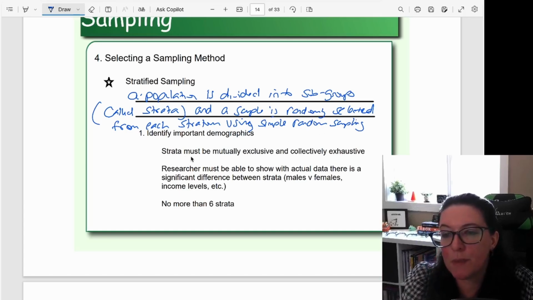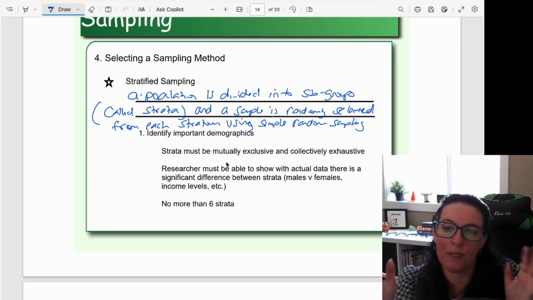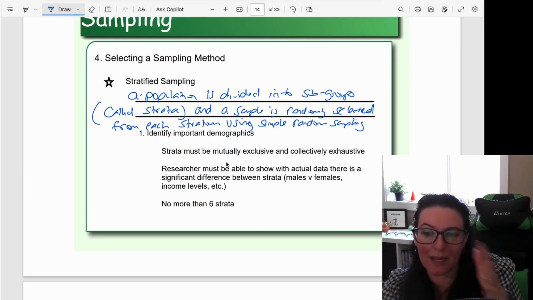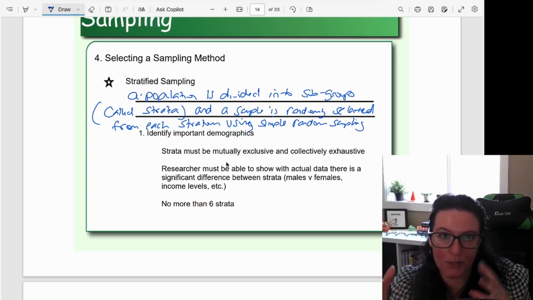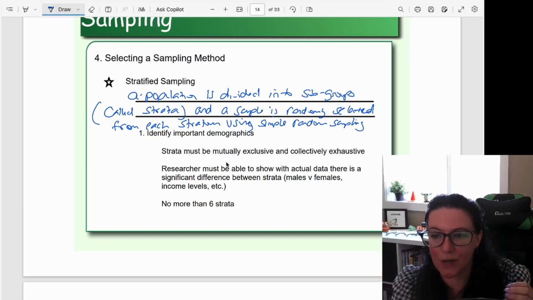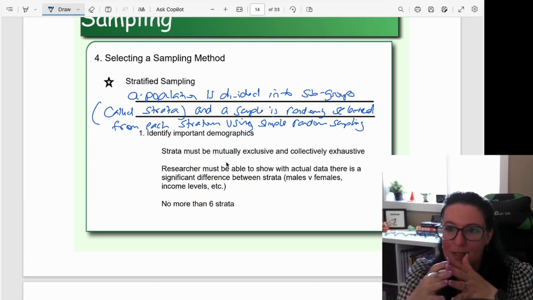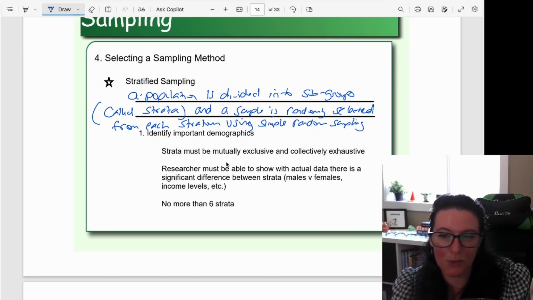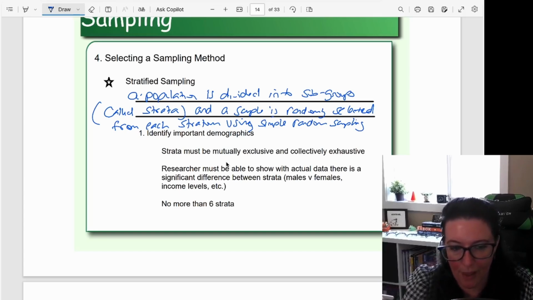Your strata must be mutually exclusive and collectively exhaustive. So you're picking something to focus on and you need to have all the different categories there, and they can only fall into one category. So if we're looking at what year you are in the degree, if you're a first year, you're not a third year. If you're a third year, you're not a second year. And there are only 4 years, 1, 2, 3, and 4, right? So it is collectively exhaustive, all of the options, and mutually exclusive, you only fall into one of them.